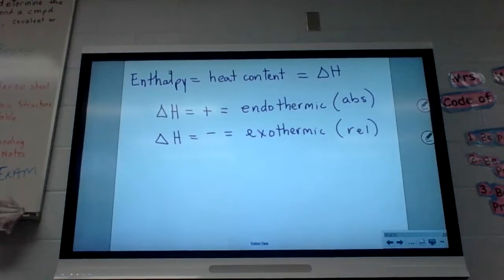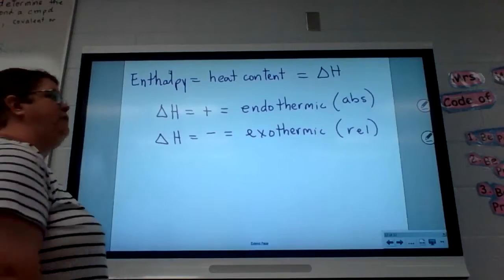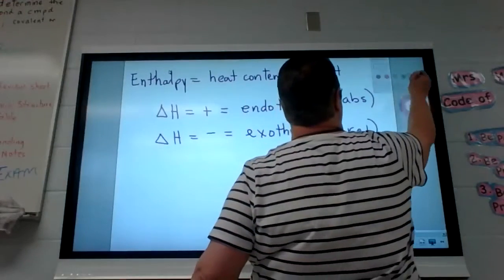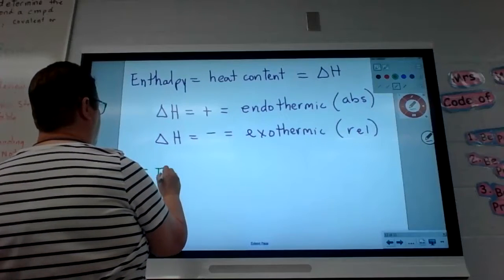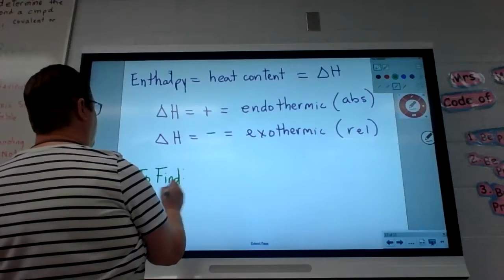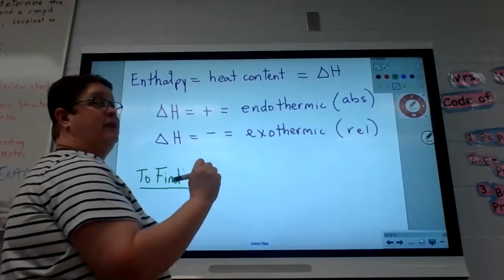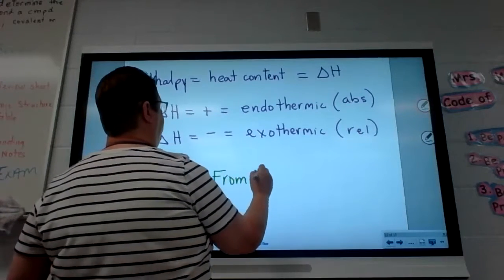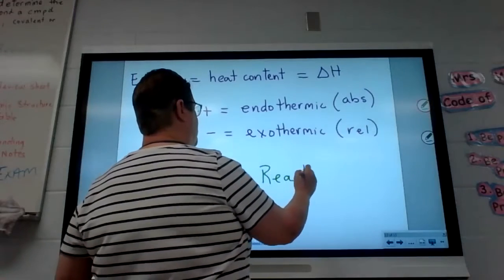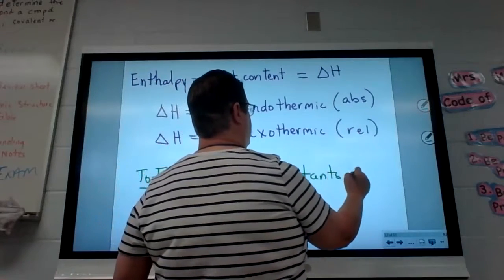Now, looking at the graph, we're going to figure out which one's which. So, to be able to find this on the graph, this is what Rosanna said just a second ago. Do you remember what you said? It's from where to where, Rosanna? Do you remember? This is from the reactants to the products.